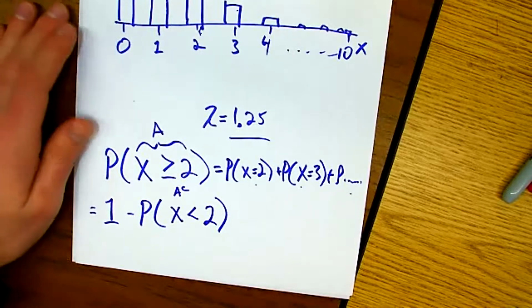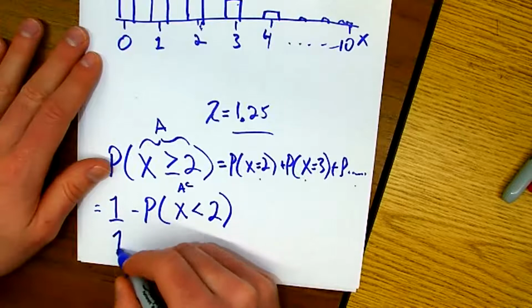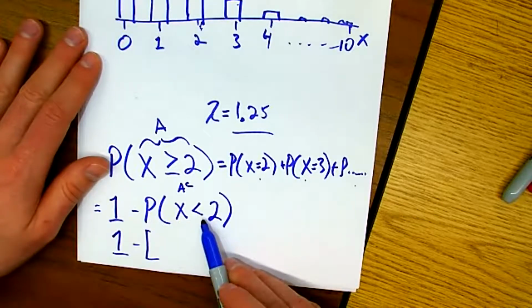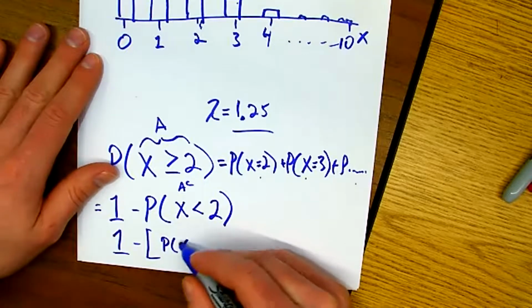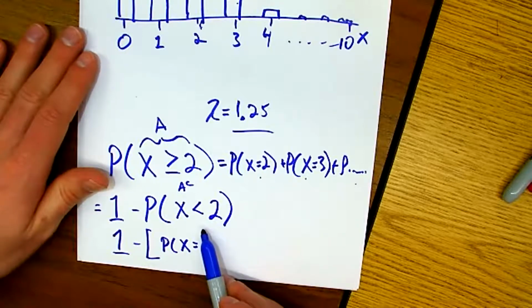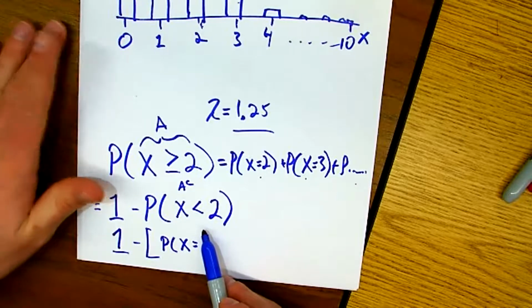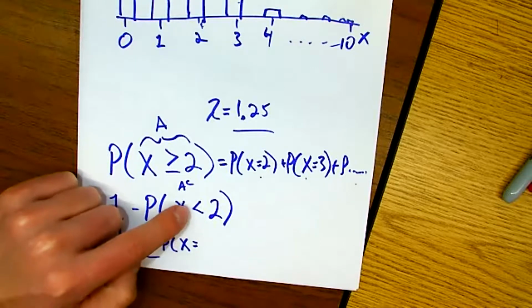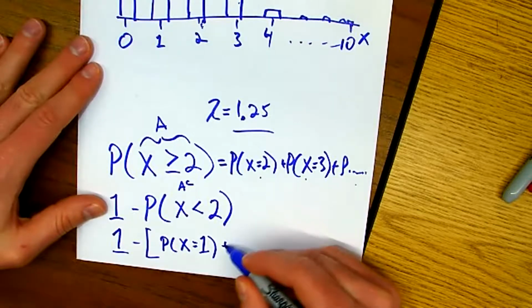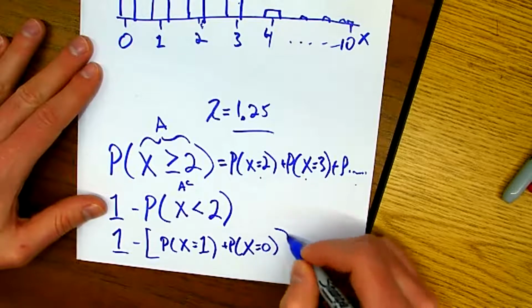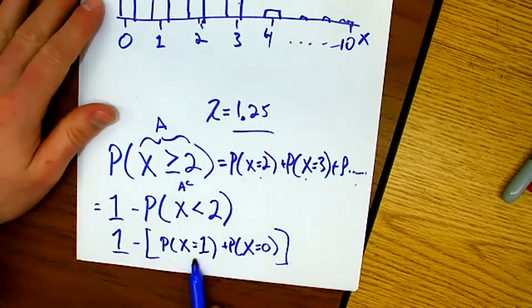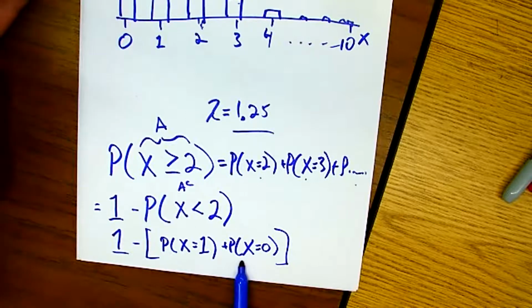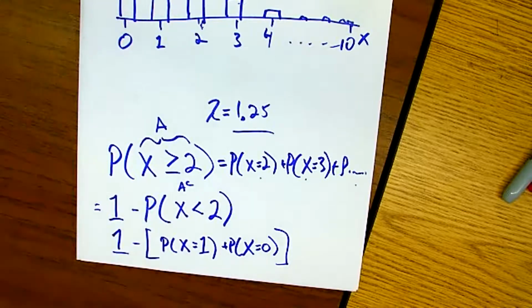Now, these are still discrete, so let's think about what outcomes would meet this criteria. Well, the very first one that meets this criteria is actually x being equal to 1. Yeah, right? Because there's no equality here. So the probability x is equal to 1 plus the probability x is equal to 0. We can't see a negative number of occurrences of something. I can't have negative births, right? So now I only have to use that Poisson equation twice. Add those up and subtract them from 1.